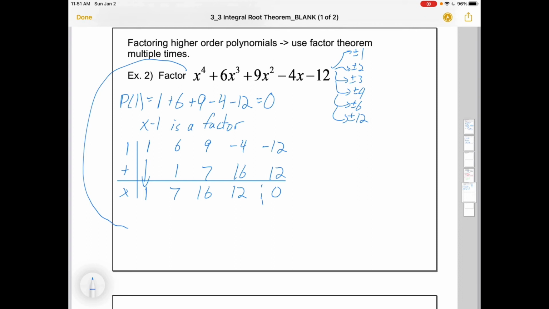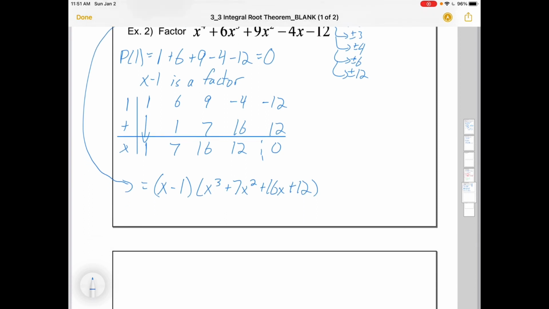So what does that mean? That means that we've factored this into x minus 1, that was the factor we found, with leftovers of x cubed plus 7x squared plus 16x plus 12. All right, so we can go ahead and do the same thing. We just have to repeat the process. It's not twice as hard, but it is twice as long.